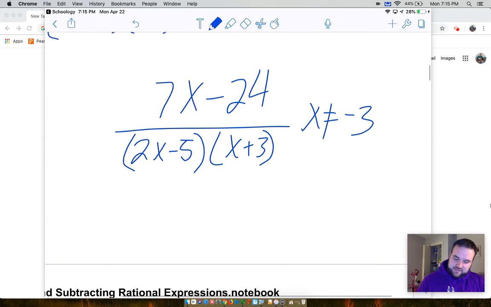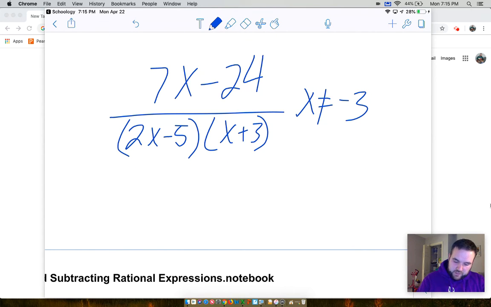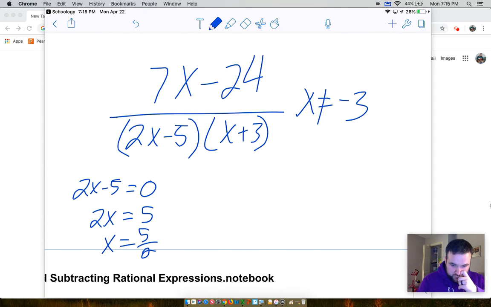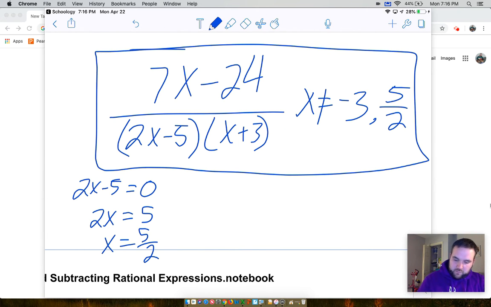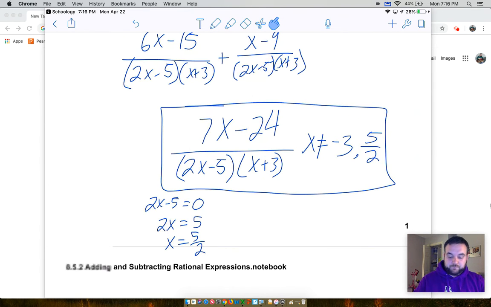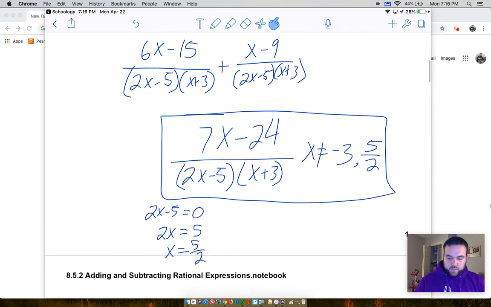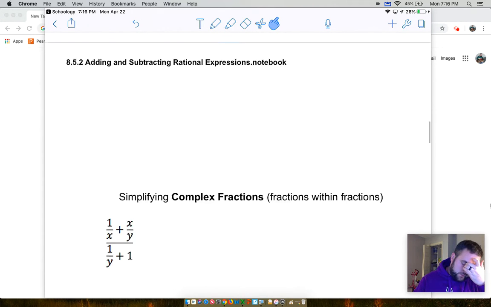And then for the second one, the 2x minus 5, if you want, you can do a little side calculation here and see what makes it equal 0. Add 5 to both sides, divide by 2, and that would be 5 halves, or 2.5, which means that is the other number that x cannot be, 5 over 2. But again, this is fully simplified because 7x and 24 have nothing in common. Okay, so that was day 1 of 8.5.2.